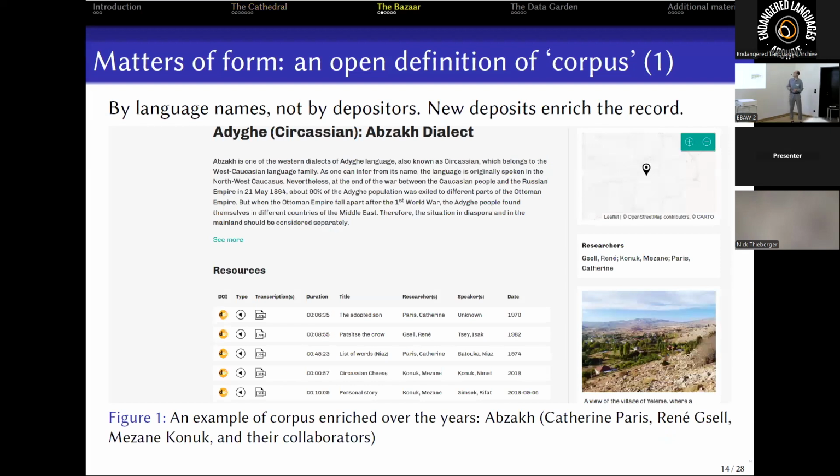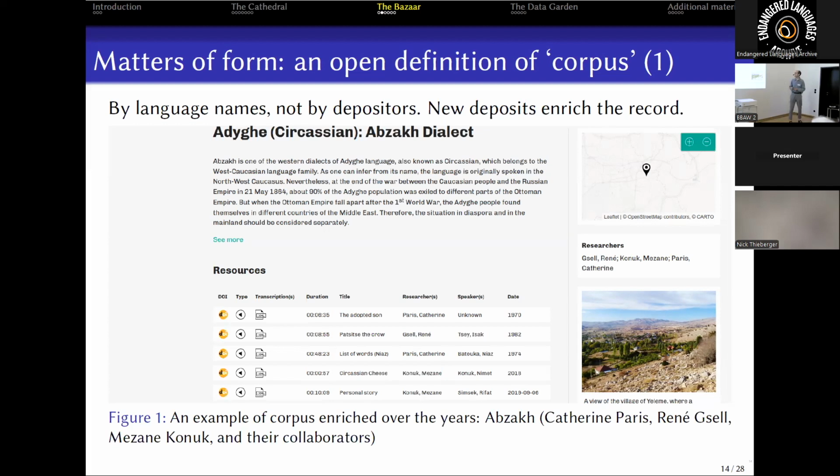Okay, the Bazaar side is, in a sense, no less important than the Cathedral side, in that things are very open and loose. So we have an open definition of corpus: it's the set of data available on a given language or dialect, call it the way you want. So in case new deposits come in, they enrich the record. So Adyghe, which is a Northwest Caucasian language, we have sort of heritage data from the 1970s by the late Catherine Paris and René Lacroix.